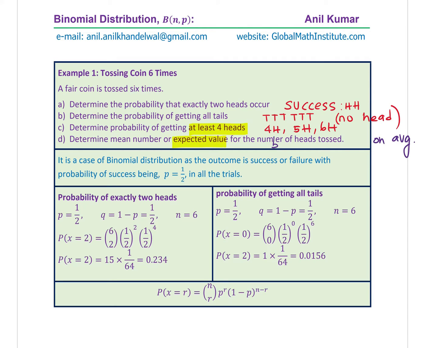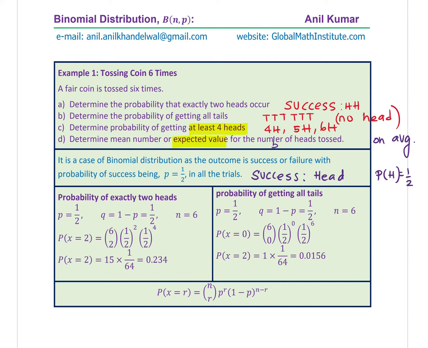So you may get a head or you may get a tail. There are only two outputs, and in this case success is defined as getting a head, right? That is why it is a binomial distribution. The probability of success, which is p, is half in all the trials. Success for us, as defined earlier, is getting a head, and the probability of getting a head is half.